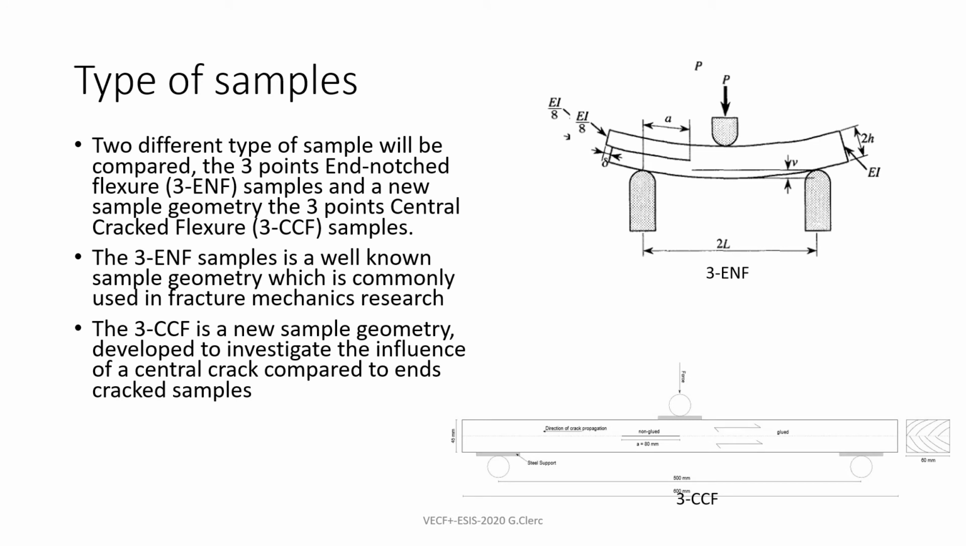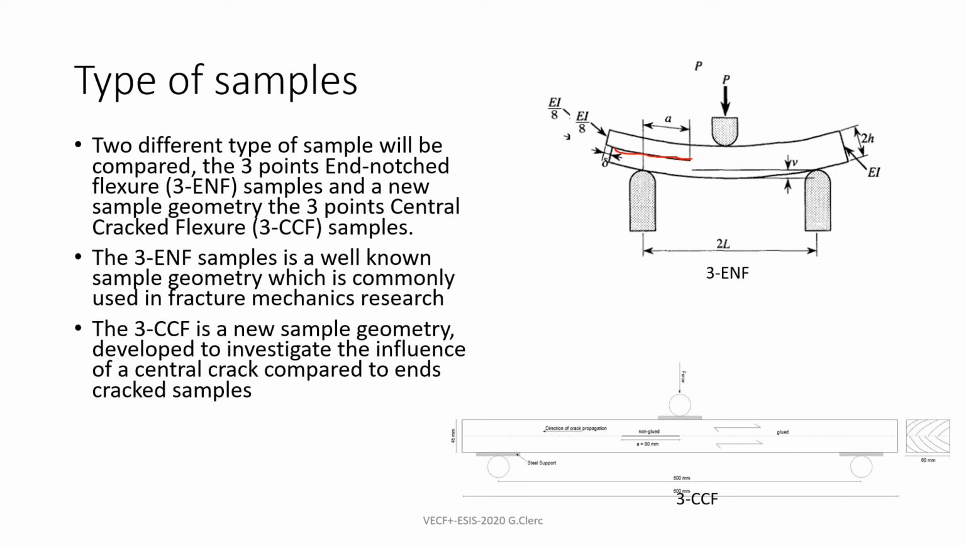So which kind of sample are we dealing with today? Maybe some of you know the 3ENF samples, the three-point end-notched flexure sample. It's a quite well-known sample where you have a crack here, and it's basically a three-point bending test. You put some load here and the crack propagates in this direction, and then you measure how much force or how much energy you need in order for the crack to propagate.